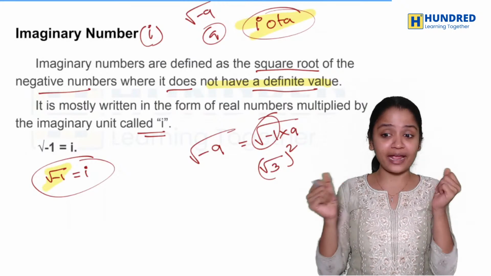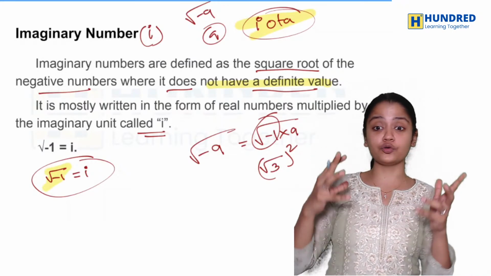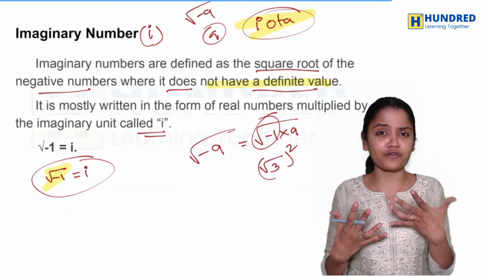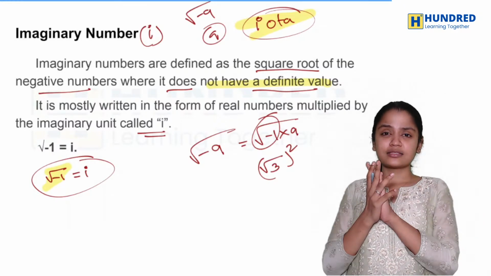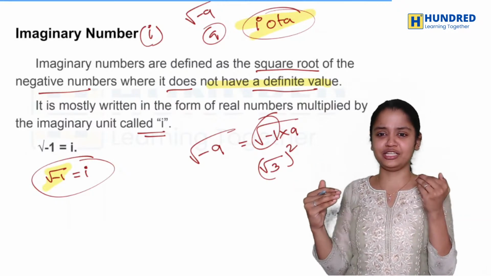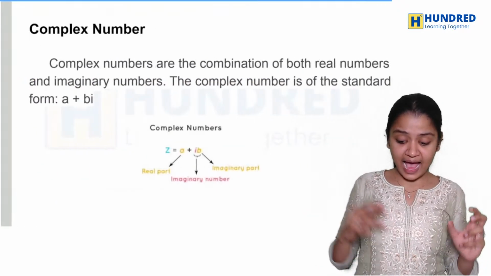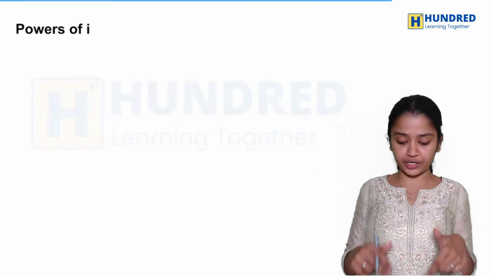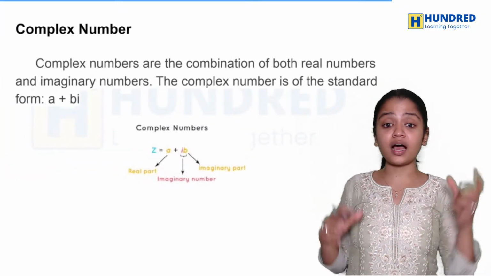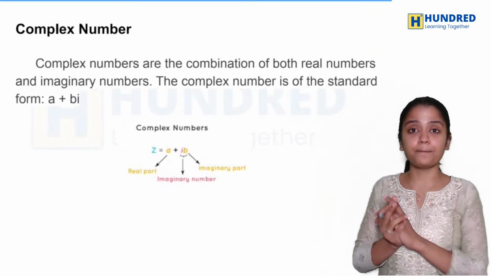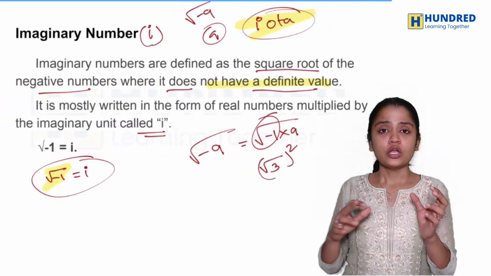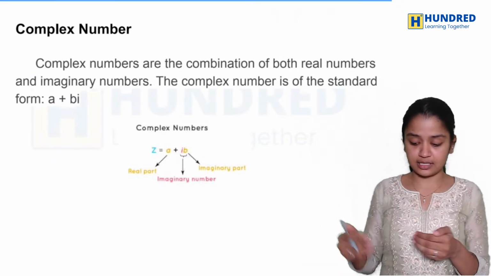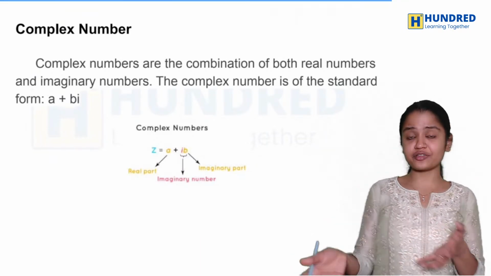Do you have any idea regarding it? Quickly comment if you have any idea. Do you have a power of iota? You'll be thinking, right? You'll be confused actually. So there is a power of iota. Before going to the power of iota, just learn what a complex number is. I will tell you about the powers of iota shortly, after this slide.